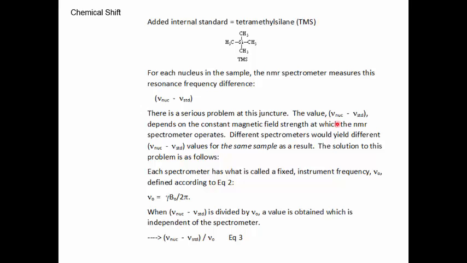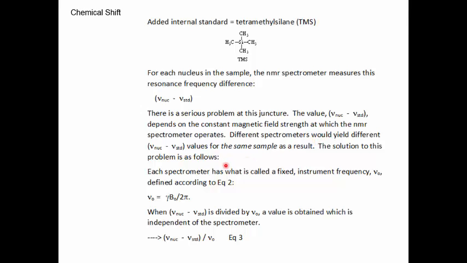This value, the resonance frequency difference between sample nucleus and standard, will depend on the magnetic field strength that the instrument functions at. Different instruments function at different magnetic field strengths. Consequently, different spectrometers would yield different values of this frequency difference for the same sample. That could create significant disorder when one is trying to communicate the results of an NMR for, say, your instrument versus somebody else's instrument.